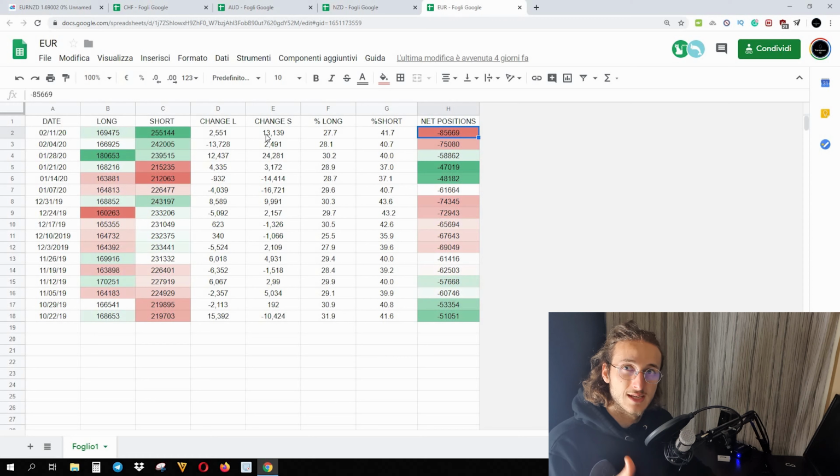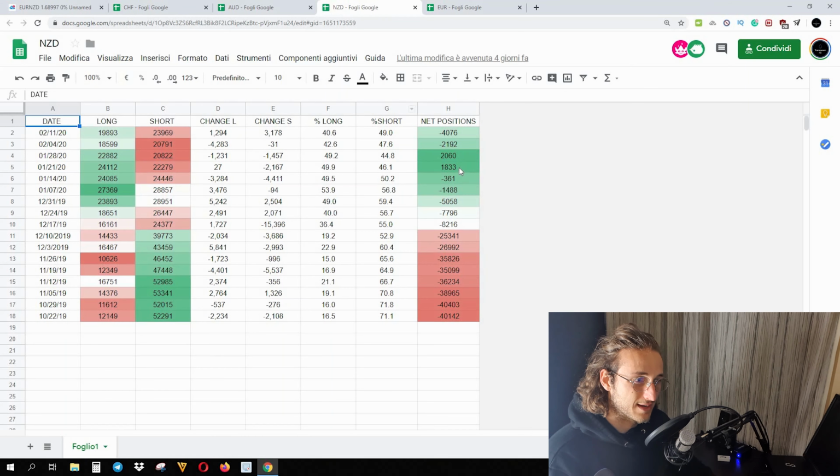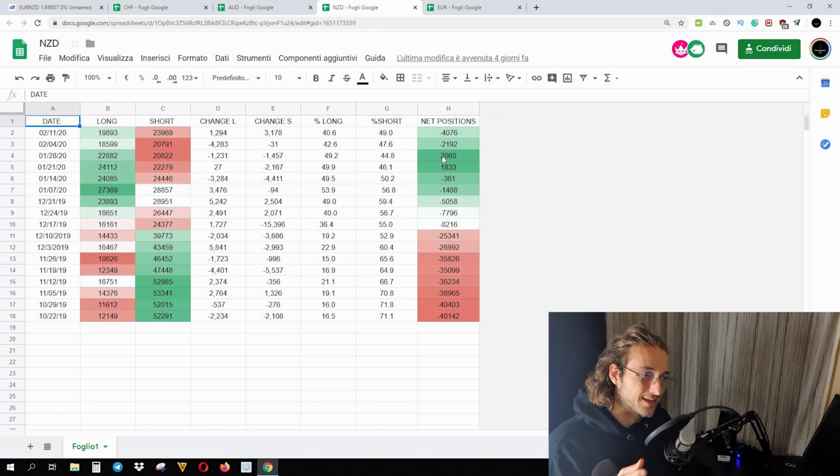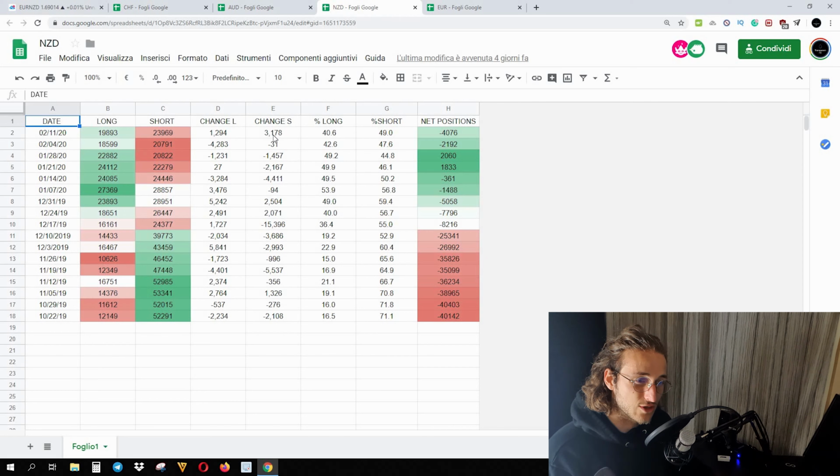a massive amount of shorts added. And if you go and see what has been going on from an NZD perspective, we can see that overall the net positions have been increasing if you look at the bigger picture, but lately we can see that we had a decrease. So overall, banks with the NZD have been adding some shorts and also some longs, but more shorts than longs. In fact, with the last report, we can see that they added 3.2k shorts and only 1.2k longs.